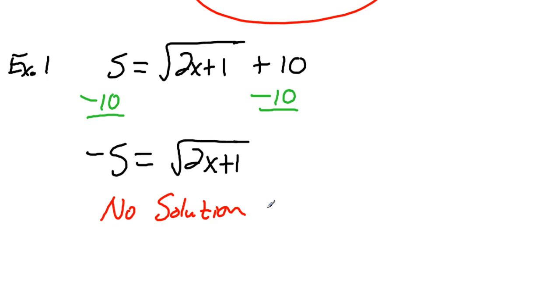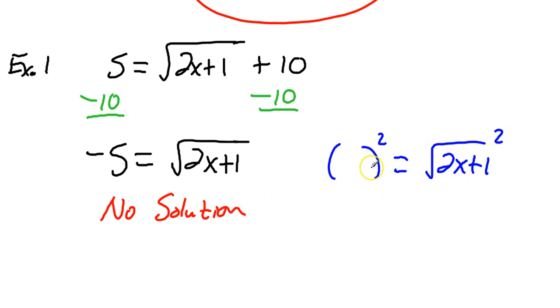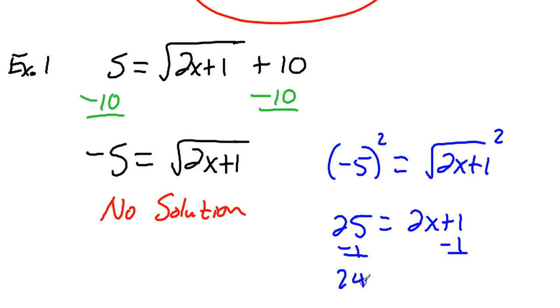And here's the thing, when you do this, if somebody was to go back and solve this and square both sides, just to show you, you could go back and square both sides and get an answer. It's just not going to be the right answer that you're looking for. If we squared the negative 5, squared, you get 25 equals 2x plus 1. Subtract the 1, get 24. You get the 2 times x, you get x equals 12.